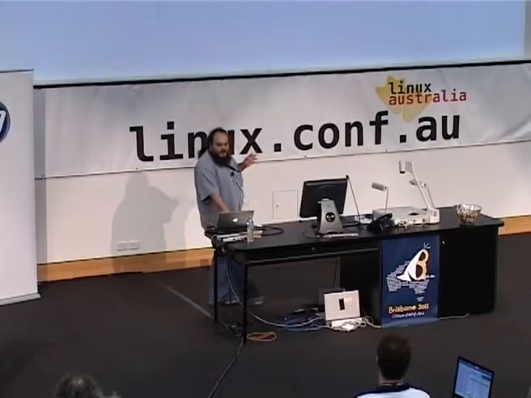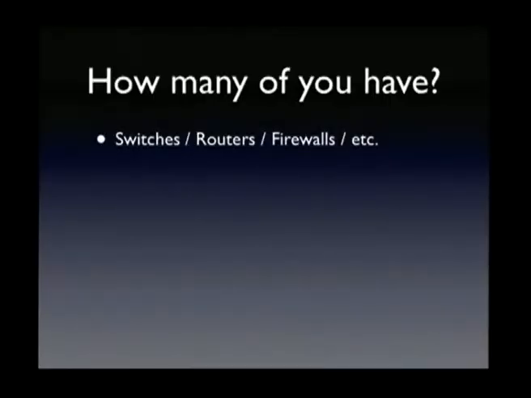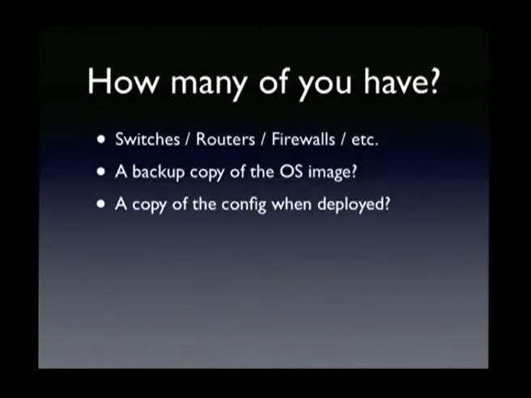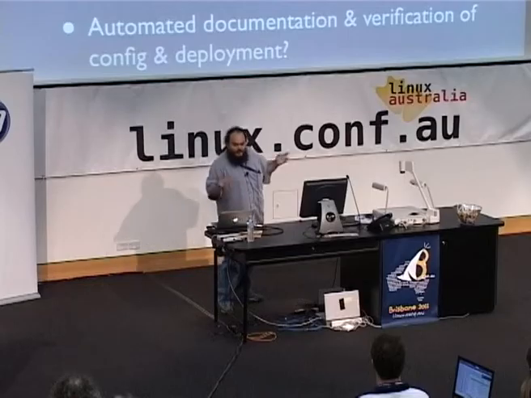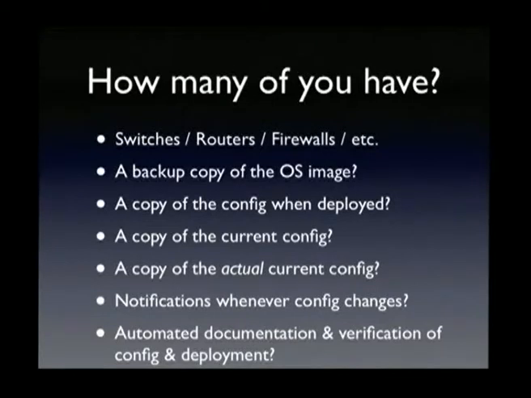Anyway, so how many people here have switches, routers, firewalls, anything? How many people have a backup copy of the OS image? That's pretty good. A copy of the config when you deployed it? A copy of the current config? That's really good. Do you have a copy of the actual current config, not just what you think it is? And do you get notifications when the config changes? Right, preaching to the converted, that's awesome. And do you have automated documentation verification of your configuration and deployments? Not very many, good. Neither do I, for at least that last one.